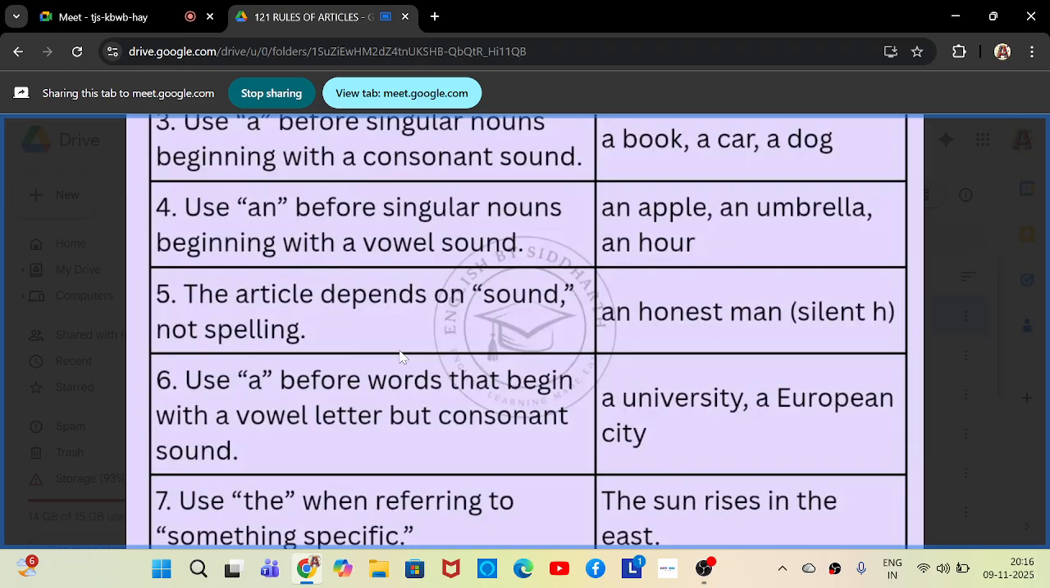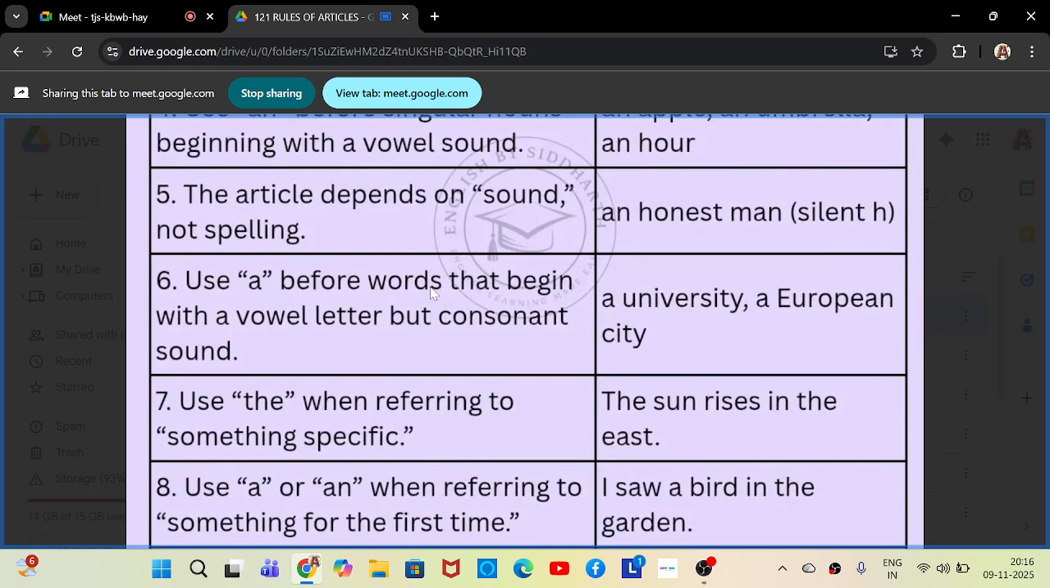You may have this doubt: H is a consonant, so why are we using an? It is because in hour, H is silent. So you have to give importance to the second alphabet, that is O. It is a vowel, so you use an. Next rule says the article depends on sounds and not spellings. Correct, just now we checked.